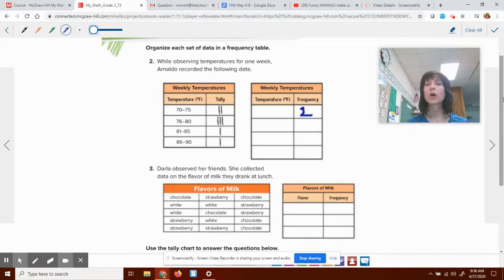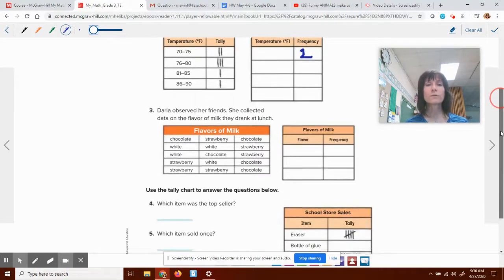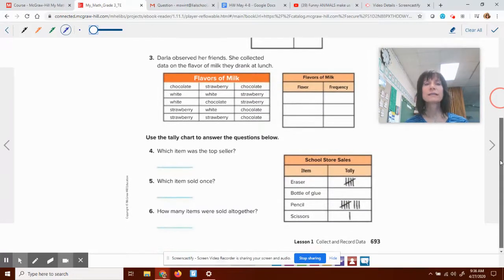Let's take a look at Darla. Darla observed her friends. She collected data on the flavor of milk they drank at lunch. So we're taking a look at this chart. I need to take the data from the survey and put it over on this chart. First of all, I need to write down all the flavors. I have chocolate. That's probably my favorite. They are showing strawberry. Ooh, strawberry would be good.